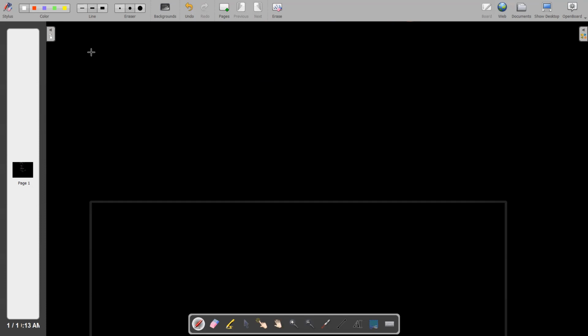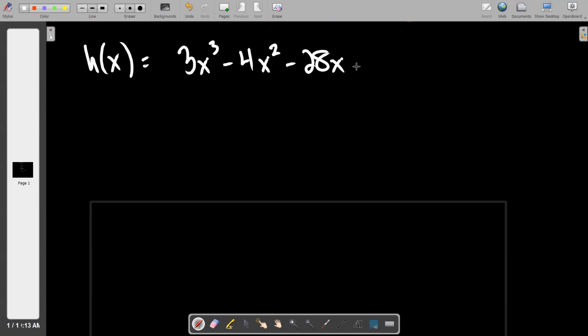Let's call this problem h of x. This function is h of x. And it is going to be 3x to the third minus 4x squared minus 28x minus 16. Let's make a list of all possible rational zeros.